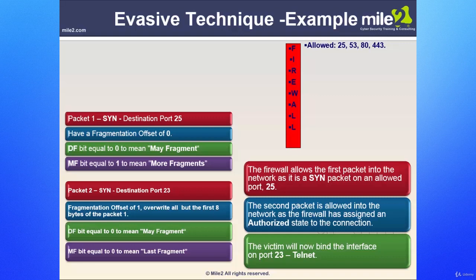Now the second packet comes into the network, as the firewall has already assigned the authorized state to the connection. The victim will then bind the interface on port 23 in this case, because if you look at packet number 2, the destination port is 23. On the fragmentation offset, we're setting it to 1, which overrides all but the first 8 bytes of the first packet. We have the don't fragment bit equal to 0, which means that it may be fragmented, and the more fragments bit equal to 0, which means that it's the last fragment, so there are no other fragments following it. And this is what it would look like.